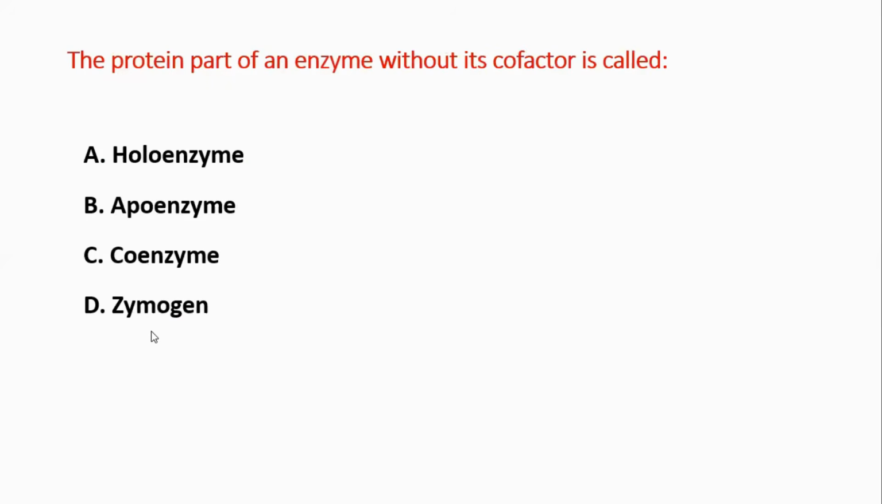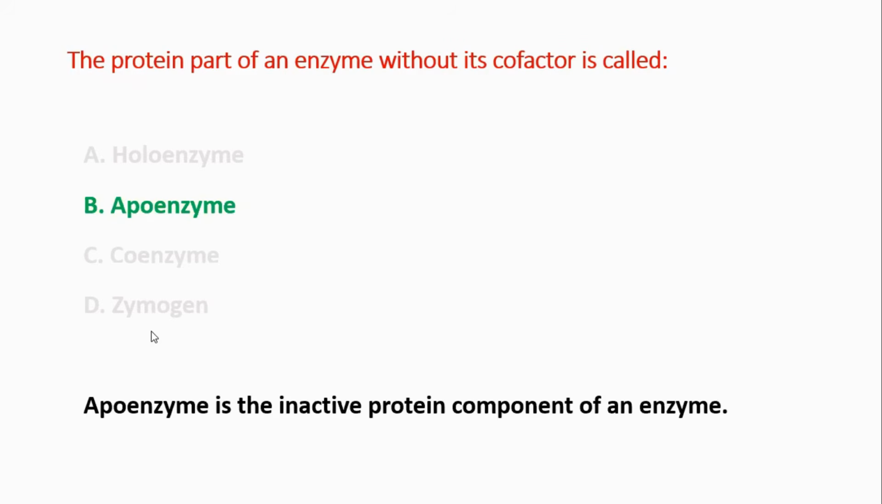The protein part of an enzyme without its cofactor is called: holoenzyme, apoenzyme, coenzyme, and zymogen. So, an enzyme isn't always complete on its own. If the protein portion is present, but the cofactor is missing, what do we call it? The right answer is apoenzyme. Apoenzyme is the inactive protein component of an enzyme.